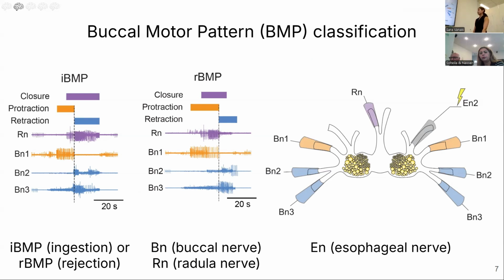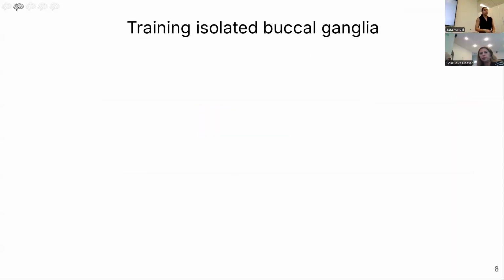And we can look specifically at the esophageal nerve that's up here, which we use to stimulate in our operant conditioning paradigm for the aplysia. So now let's look at what that looks like. Yutomo Mohara, a postdoc in the Byrne lab, is training these isolated buccal ganglia. So how does he do this?